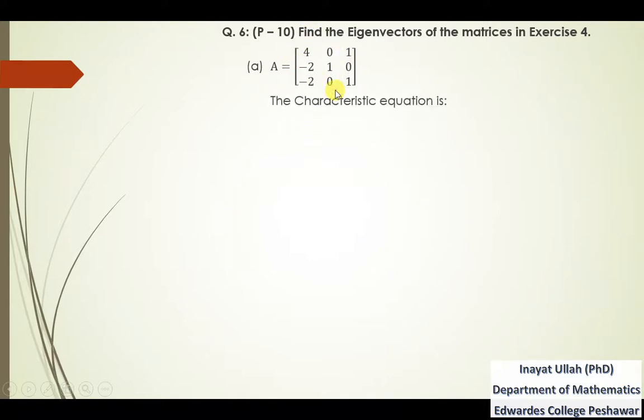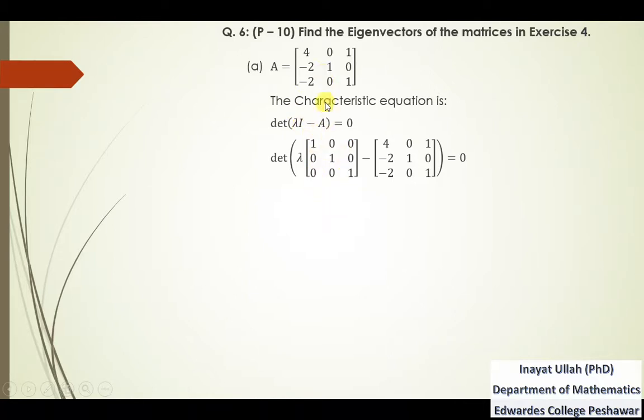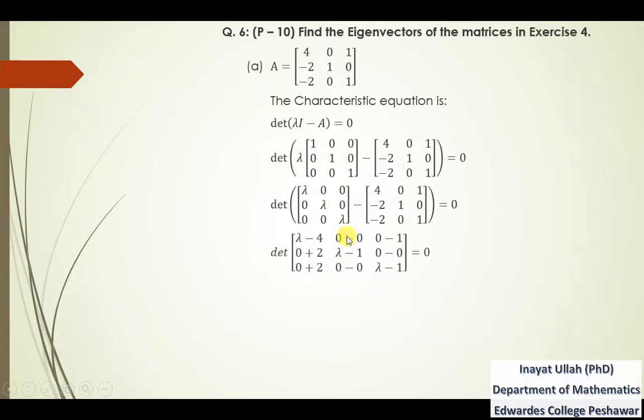First of all, we should take the characteristic equation to find the eigenvalues. That is the characteristic equation. And now replacing the identity matrix by the 3 by 3 identity matrix, because A is 3 by 3, and replacing A by its own value, multiplying lambda inside, subtracting these two matrices to get this matrix, we need to find the determinant of this matrix.